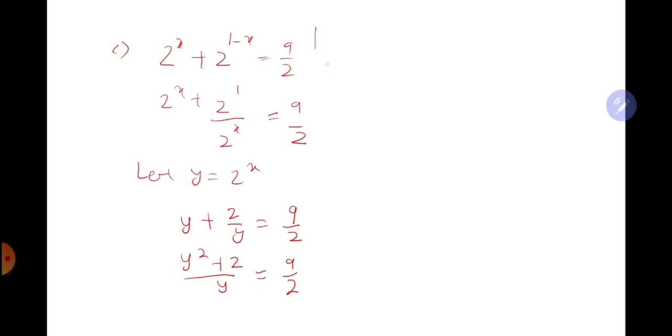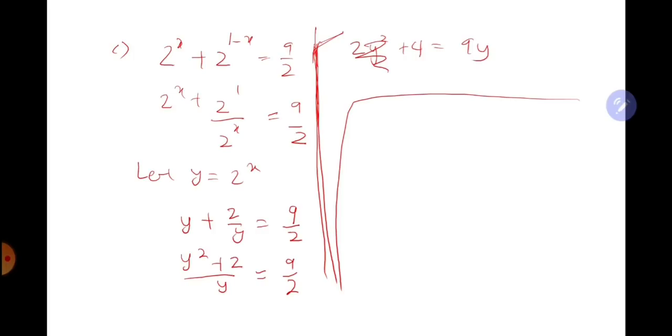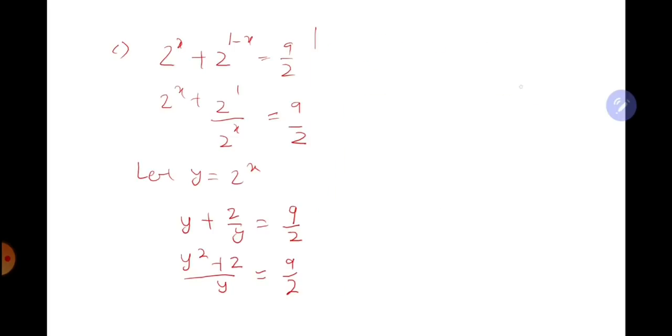Okay, thank you. Okay, later you will get this quadratic. You solve the quadratic and you get y equals half and y equals 4. Then you substitute back into 2 power x, and you get x equals negative 1 and x equals 2. Okay, so that's all for today's lecture.